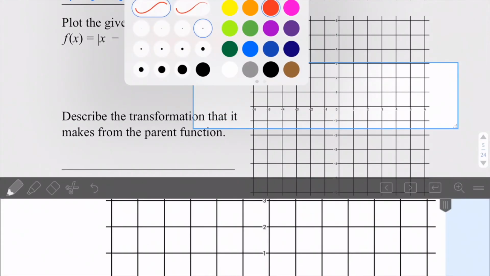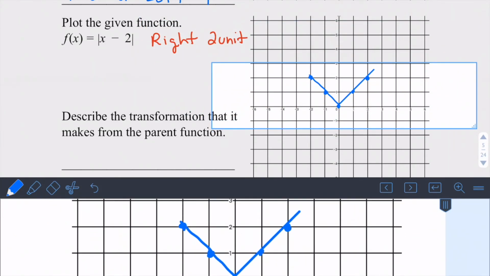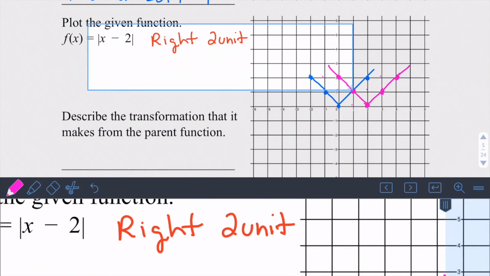So the way I would graph this is I would take my parent function. We'll do the parent function in blue. And I know I'm at 0, 0, 1, 1, 2, 2, -1, 1, -2, 2. There's my parent function. If I'm going to move to the right 2 units off of my parent function, another way to do this is to move every point 2 units. So 1, 2, 1, 2, 1, 2, 1, 2, 1, 2.